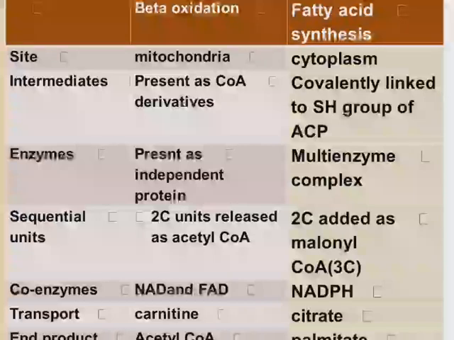Malonyl-CoA has 3 carbon atoms, but what we add in the synthesis of fatty acid is 2 carbon atoms, as 1 carbon atom is released as CO2. The coenzyme in beta oxidation is NAD and FAD, while in fatty acid synthesis it is NADPH. The transport in beta oxidation is carnitine, while in fatty acid synthesis it is citrate. The end product in beta oxidation is acetyl-CoA, while in fatty acid synthesis it is palmitate or palmitic acid.